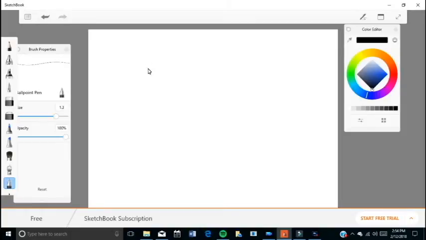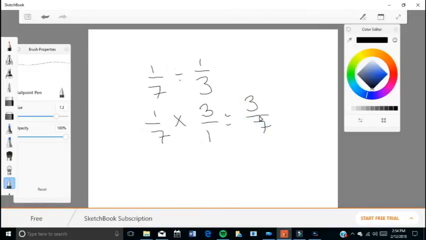So let's say I have 1/7 divided by 1/3. Okay, keep, change, flip. I keep the first one. I change division to multiplication, and I flip the second one. And then I just do what I do with multiplication. I just multiply straight across. So 1 times 3 is 3, and 7 times 1 is 7. So I have 3 over 7.